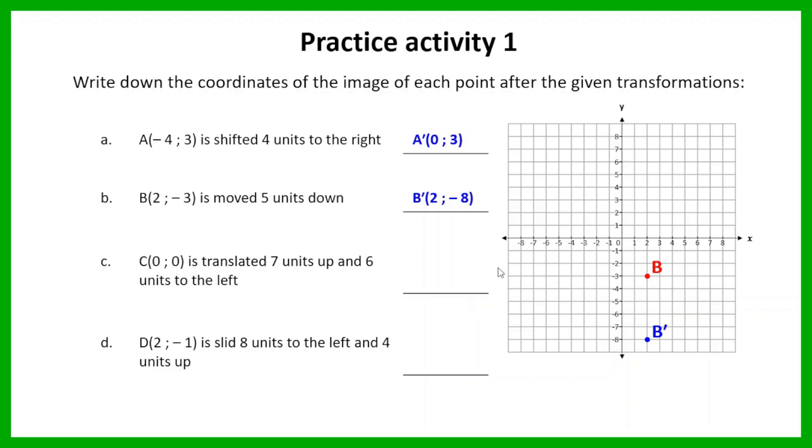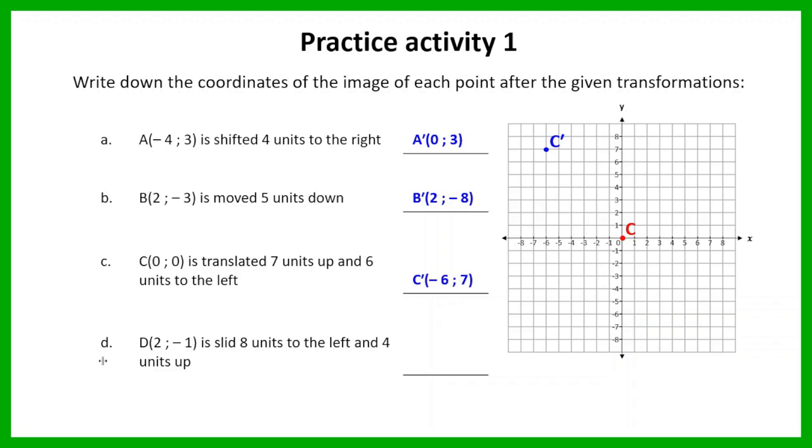Then point C, 0, 0, that's actually sitting right there on the origin. So this is our point C over here. We need to shift it or translate it 7 units up and 6 units to the left. So I'm going to go over here, 7 units up, 1, 2, 3, 4, 5, 6, 7, and 6 units to the left, 1, 2, 3, 4, 5, 6. And that gives us a point over here. So that is the point C prime, which is minus 6, 7.